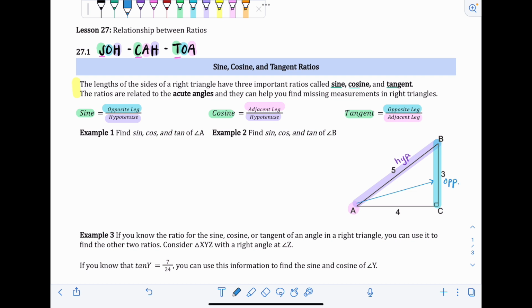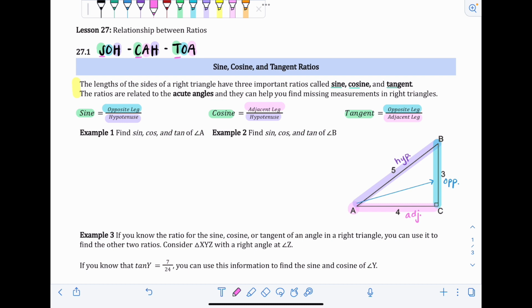And then adjacent means next to, so it's the leg that helps create the angle. So for angle A, the leg that helps create it would be AC. So I'm going to label this as adjacent. And I will say a lot of times it's easier to figure out what the hypotenuse is and then figure out the opposite leg and then find adjacent last, because sometimes that's the hardest one to figure out.